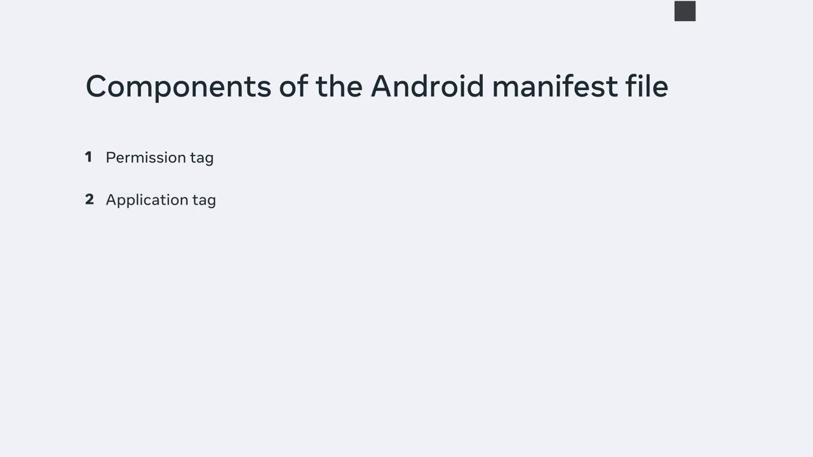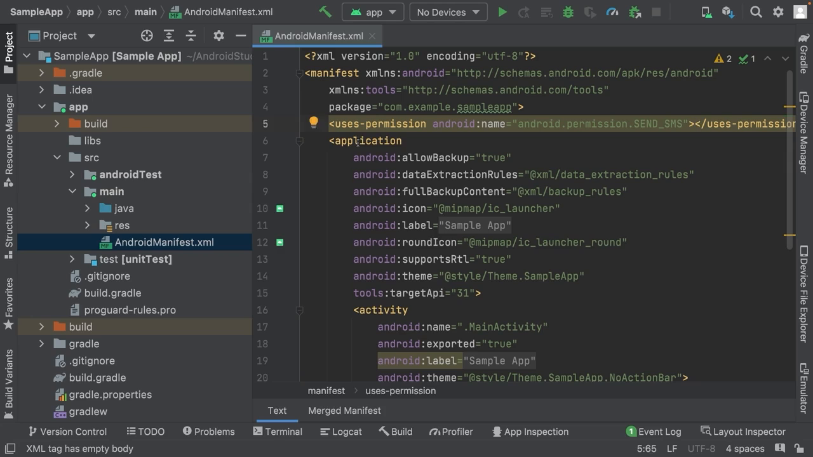Another component is the application tag. The application tag is used to specify the theme of the application in terms of the user interface or UI experience. You can define things like your icon and label in your application tag. Within the application tag, you will find activity.